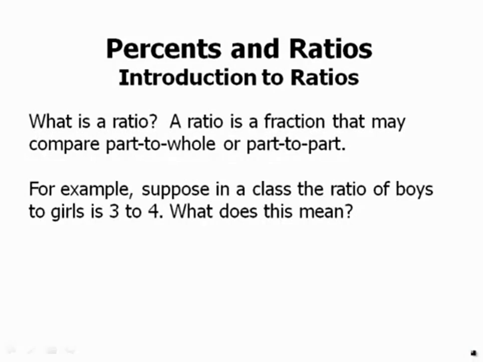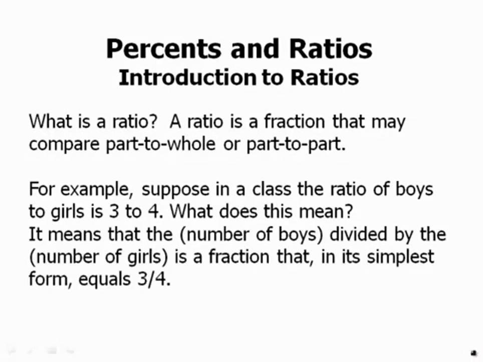For example, suppose in a class the ratio of boys to girls is 3 to 4. What does this mean? It means that the number of boys divided by the number of girls is a fraction that, in its simplest form, equals 3 over 4.